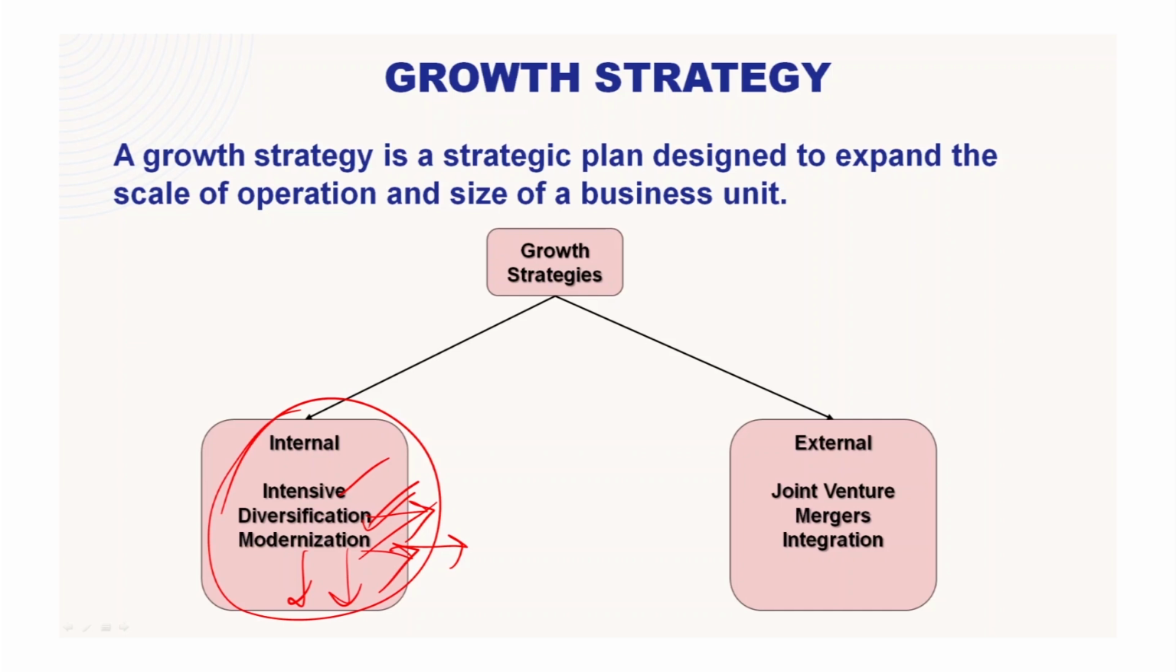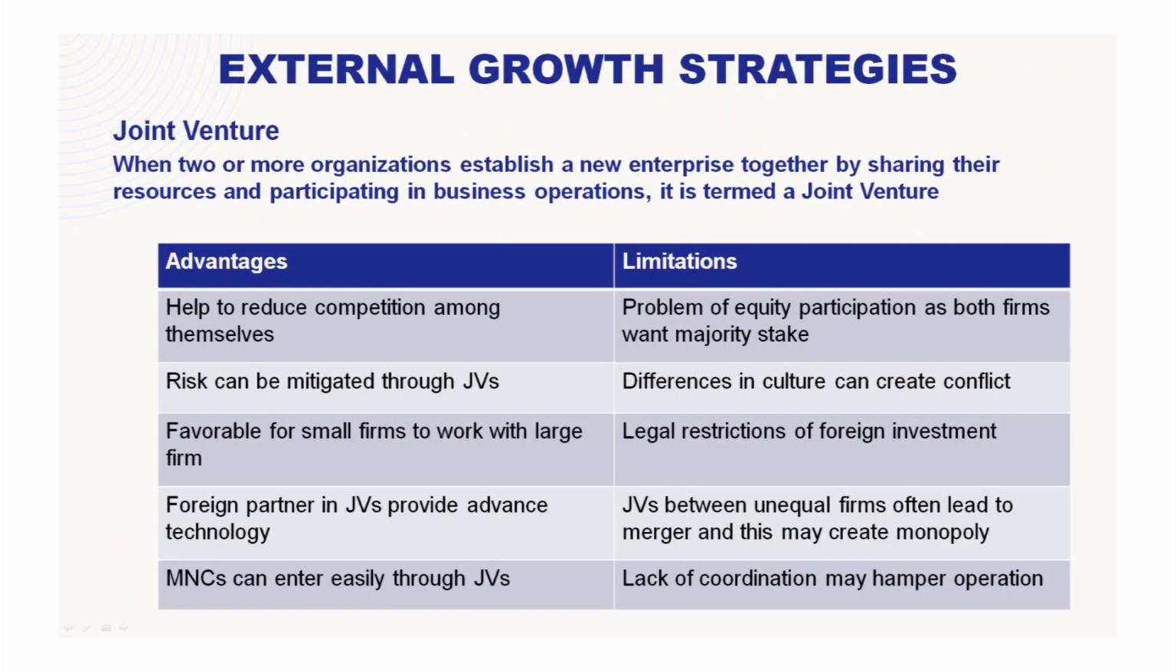Part B, that is the external, is the motto of this particular module. We will be discussing the very first part, that is joint venture, merger and integration. So let us start with the very first external growth strategy, the joint venture. Joint means two things are combined. Venture is capital, or it is better to say it is a risky business.